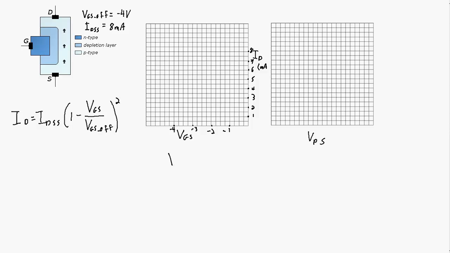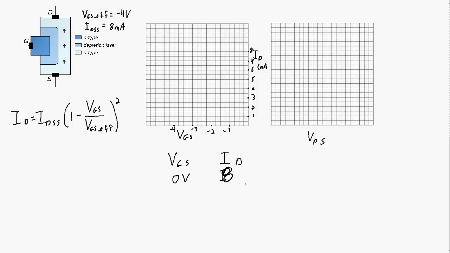So let's first just create a table here. VGS and ID. So if we have a VGS of 0 volts, we plug 0 volts into our equation here. We'll have 1 minus 0 squared, which is just equal to 1. So at 0 volts, ID is equal to IDSS. We can plug the actual numbers in.